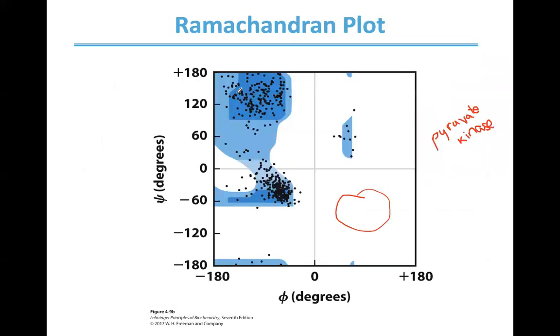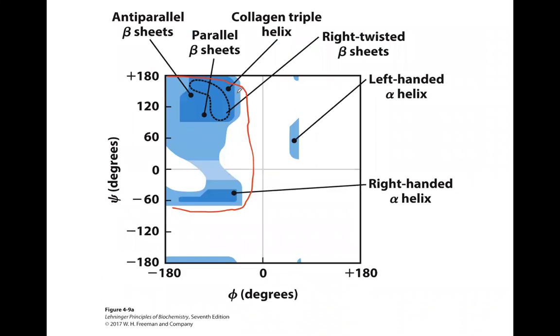Two numbers good to remember are minus 57 and minus 47, easy to remember for the alpha helix. Let's go back to our Ramachandran plot right here. Where was our alpha helix?